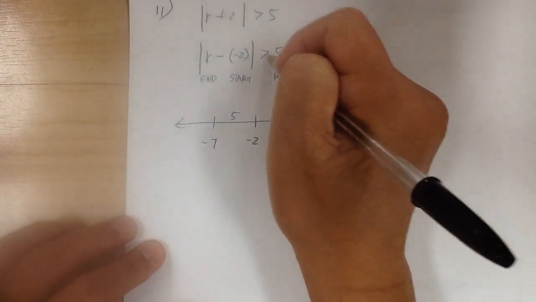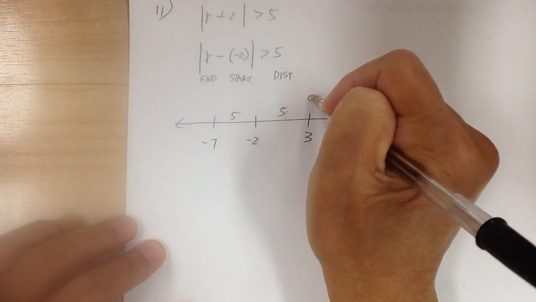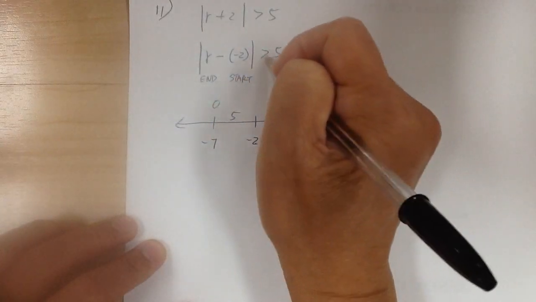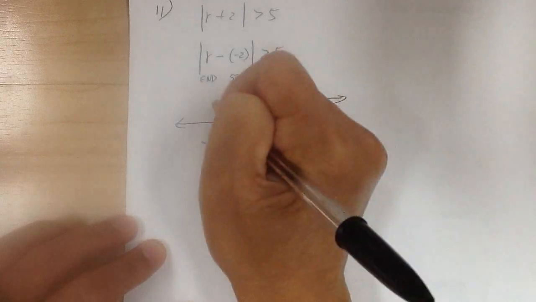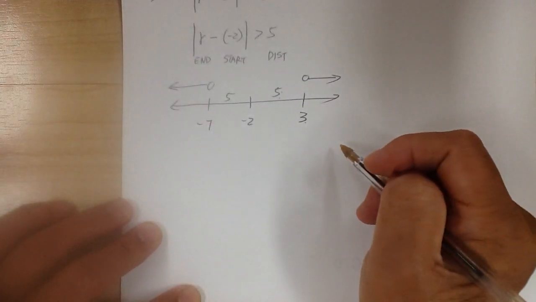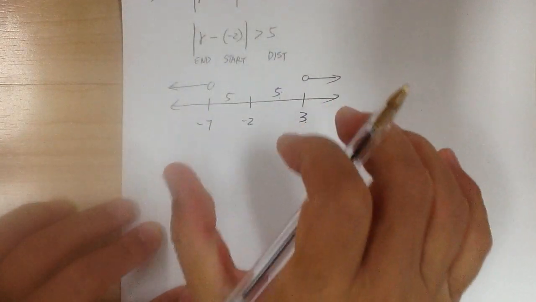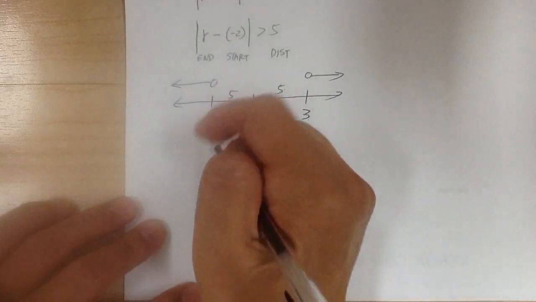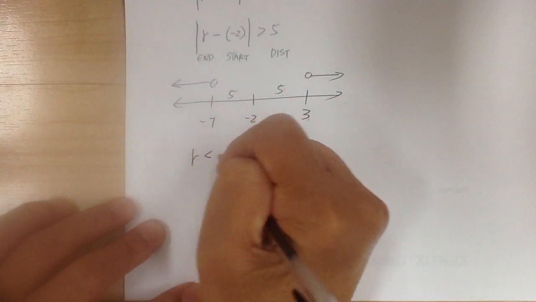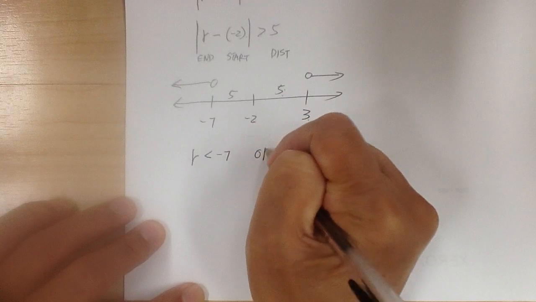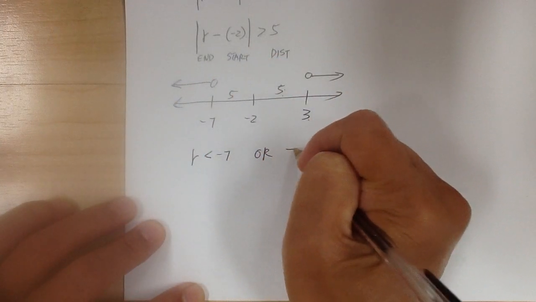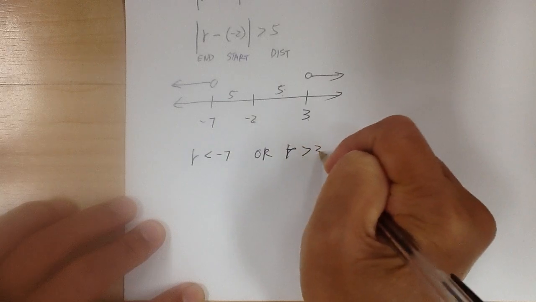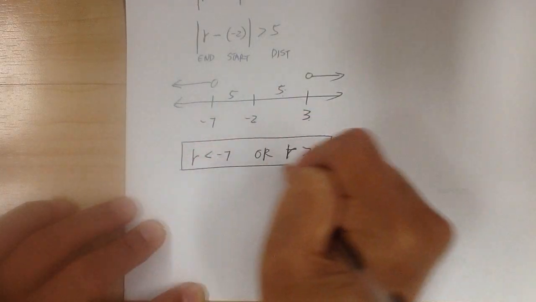And then you draw, and there's no equality, so it will be an open circle. And this is pointing away from the starting point, right? So it will be pointing away. And so now you got your picture. Now you have to write your final answer based on the picture. So you're going to get r is less than -7, or, when you split it up, you're going to have or, r is greater than 3. Okay, and that would be your answer.